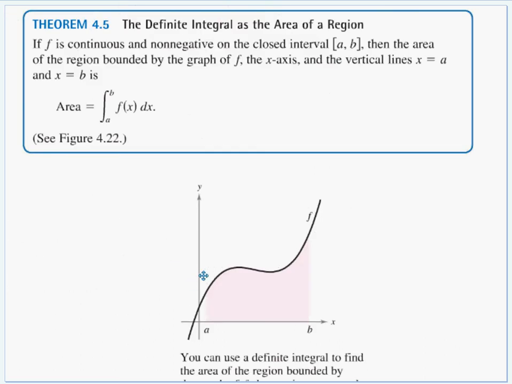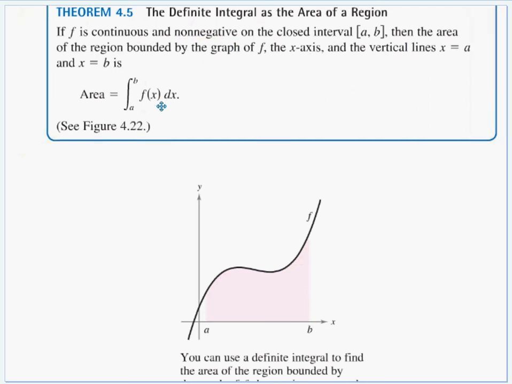And there it is, theorem 4.5. The definite integral as area of a region. So if f is continuous and non-negative, that's key, on the closed interval from a to b, then the area of the region bounded by the graph of f, the x-axis below, and the lines x is a and x is b is seen here.